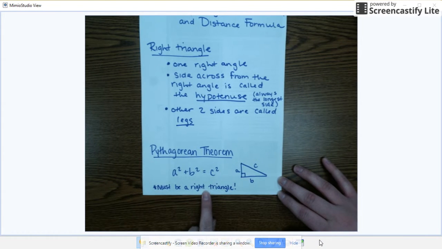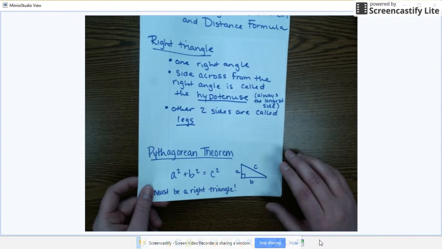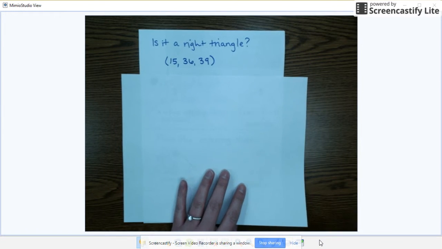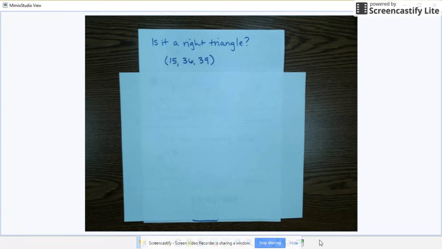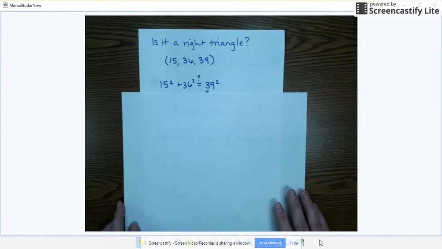The kicker here, the big thing, is that the triangle has to be a right triangle in order to use the Pythagorean theorem. So we can decide whether, given three side lengths, they create a right triangle. Well, you can just test the Pythagorean theorem.